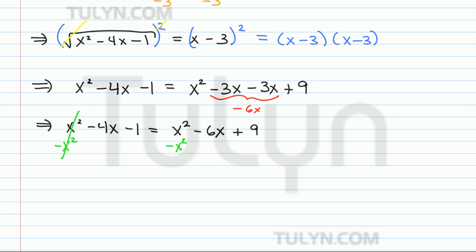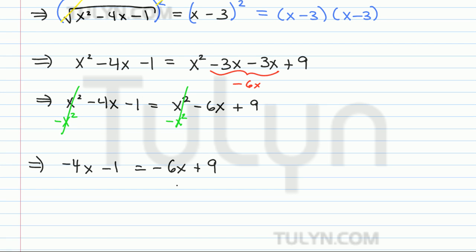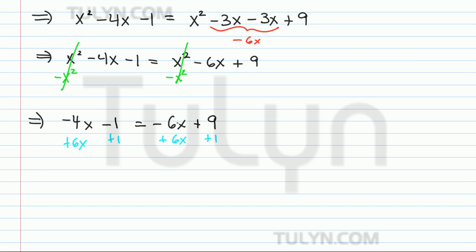And in this case, on both sides, the x squareds cancel out. So let's rewrite this again. We get minus 4x minus 1 is equal to minus 6x plus 9. And now since we want to solve for x, this actually becomes a lot easier, because now we just move everything with the x's to one side and everything not with the x's to the other side. So in this case, we would add 6x to both sides, and then we would add plus 1 to both sides. So invariably on the right side of the equation we'd have no x terms, and on the left side of the equation we would have no constant terms.